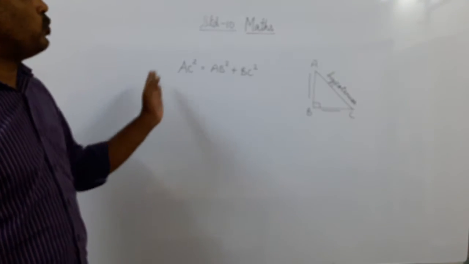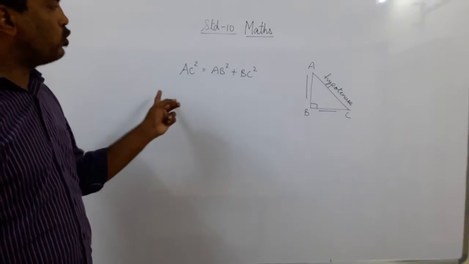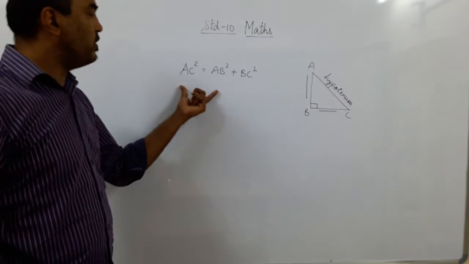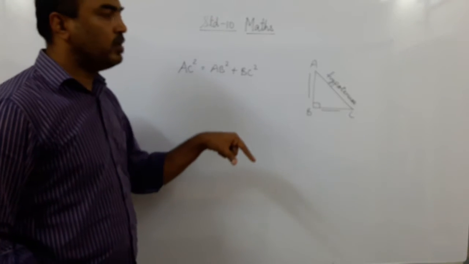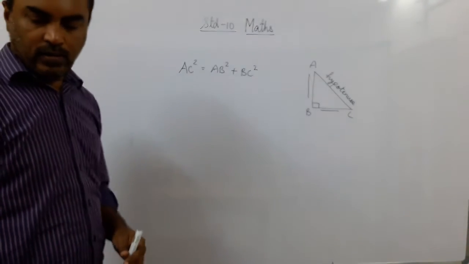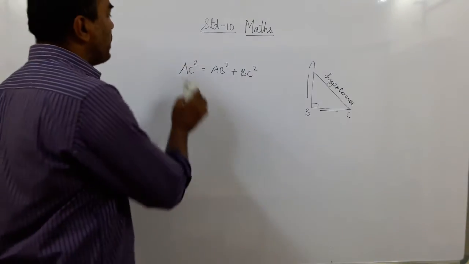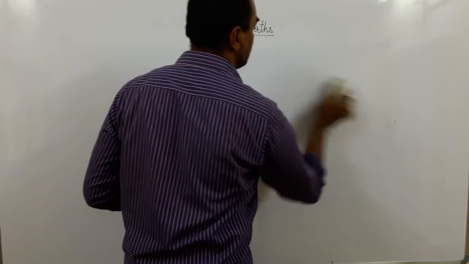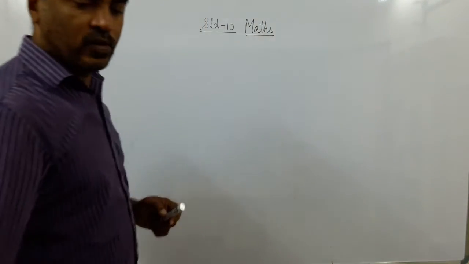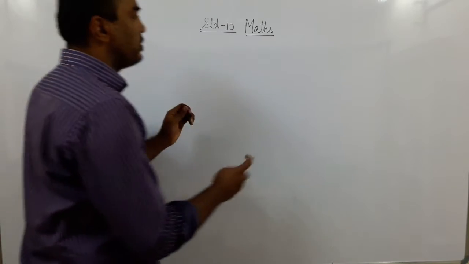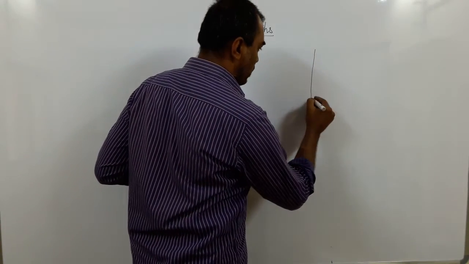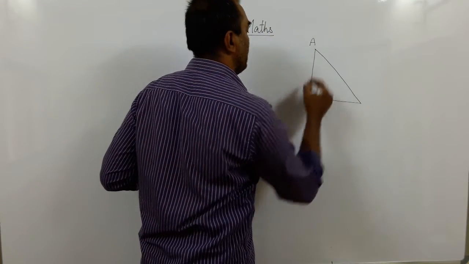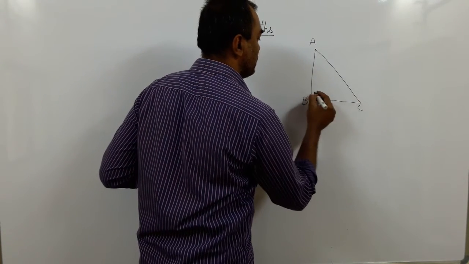Okay? Today we are going to prove the Pythagoras theorem through similarity of triangles. So this Pythagoras theorem we are now going to prove through the similarity of triangles. Before I touch the Pythagoras theorem, there is one thing we need to see. There is one more theorem we need to see. The theorem says, if you have got a right angle triangle ABC.